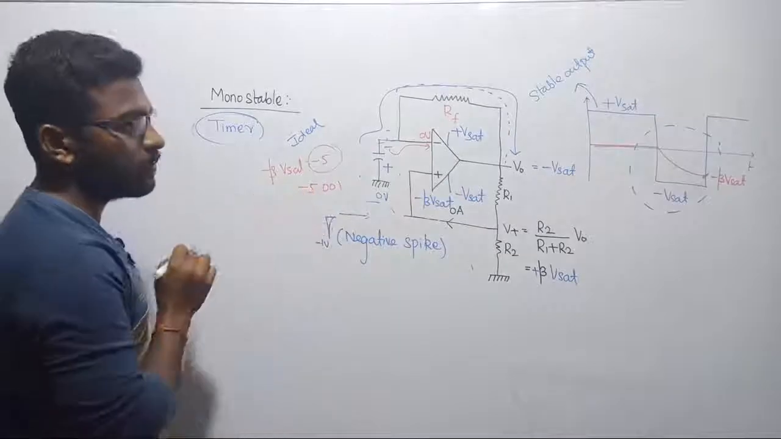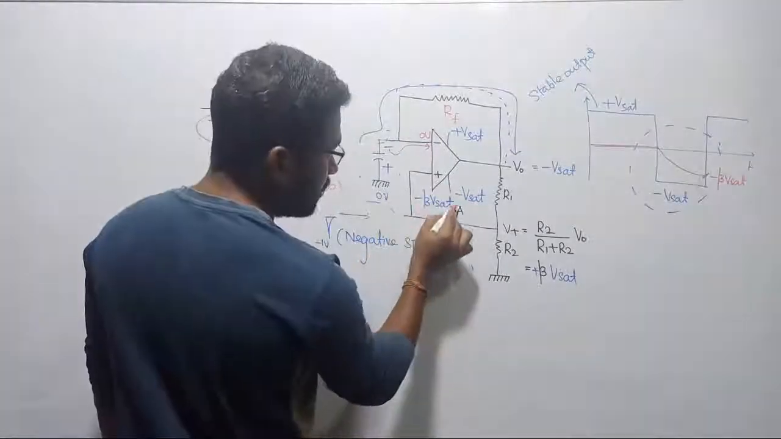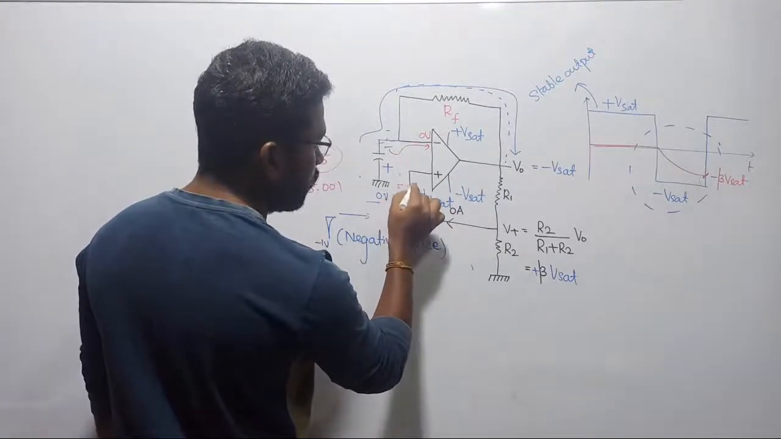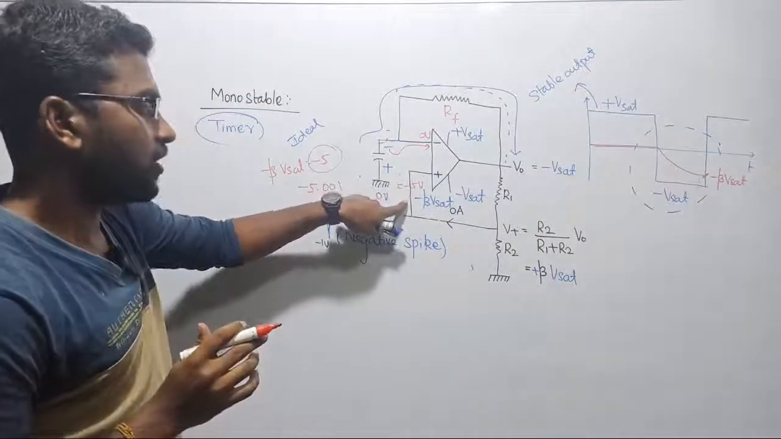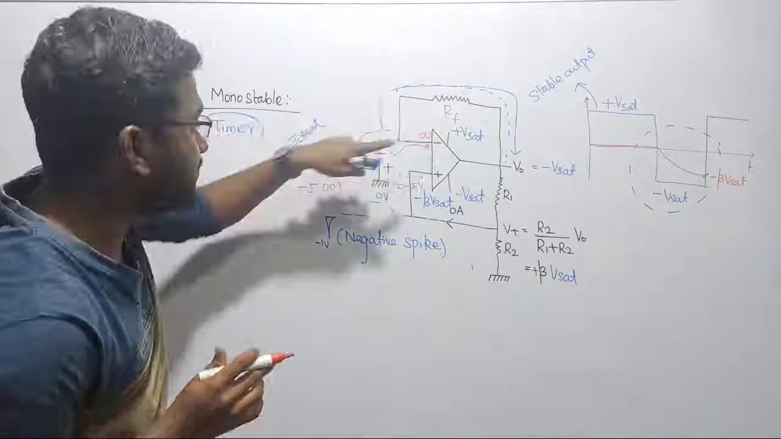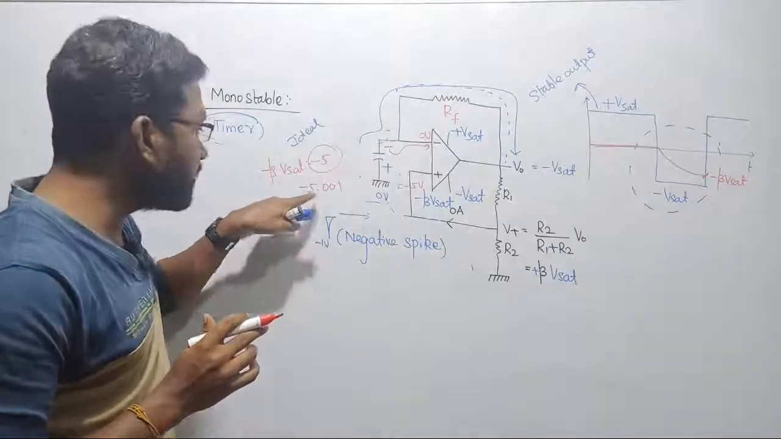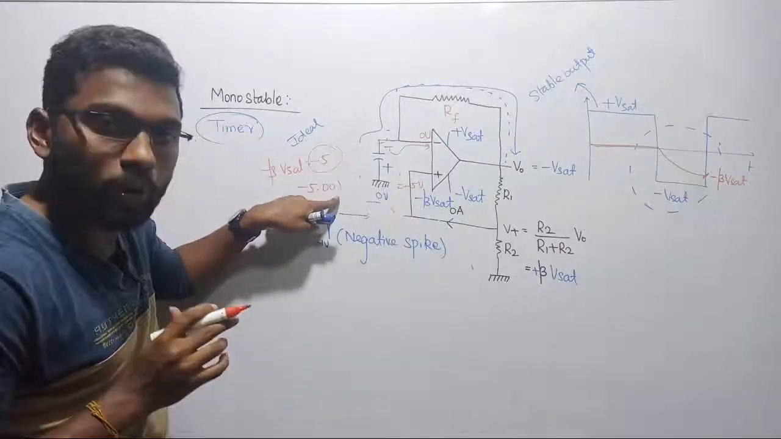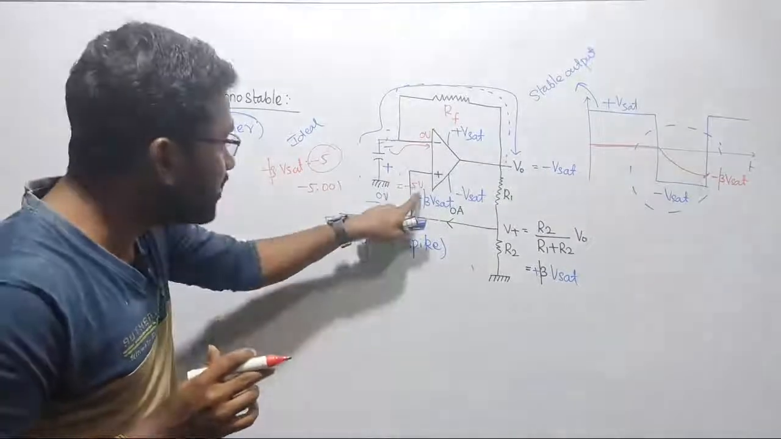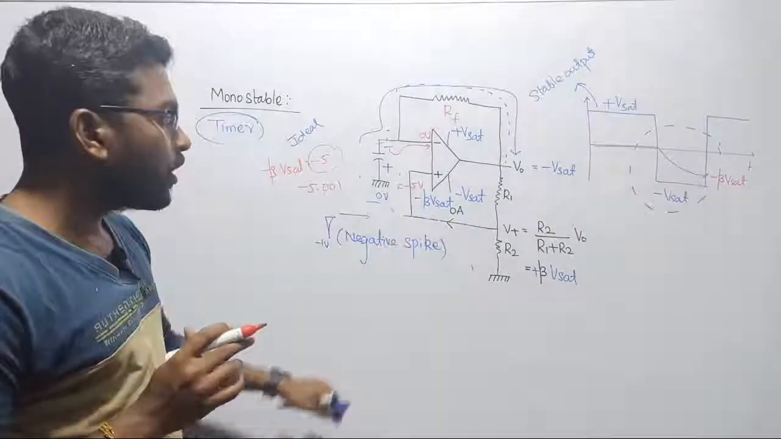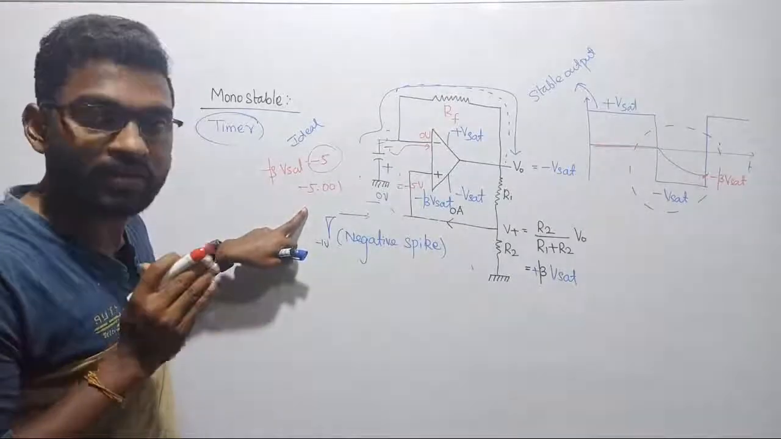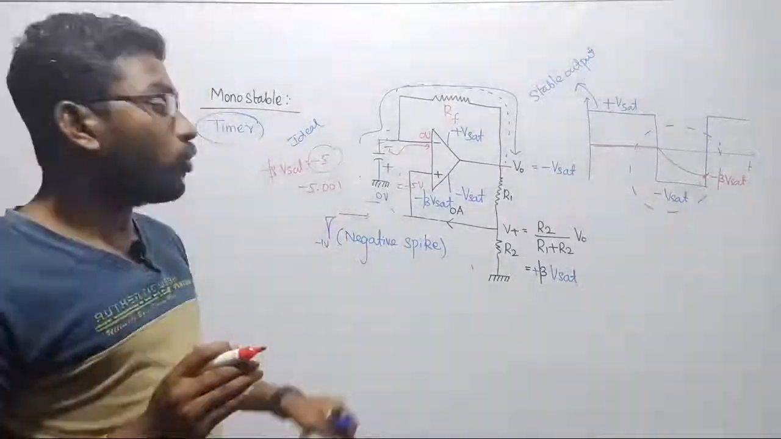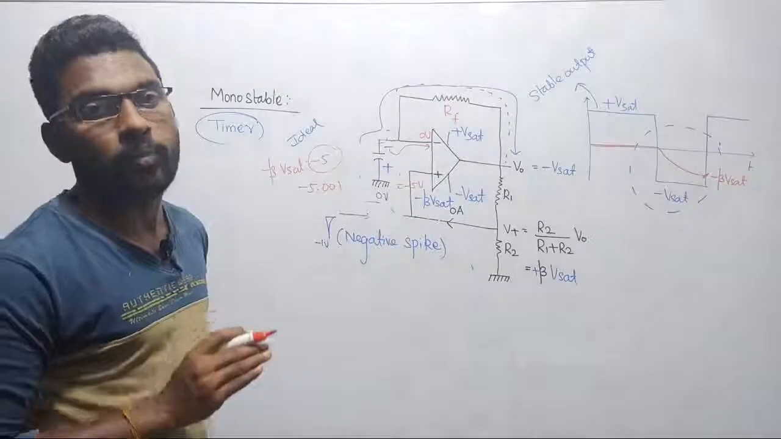When you cross this voltage, see, this minus beta Vsat is equal to minus 5 volts according to our assumption, just an assumption. Here we have minus 5 volts. When the inverting terminal crosses this minus 5, it becomes minus 5.001. But please tell me which value is greater here. Minus 5 is greater than minus 5.001. We always know in negatives, minus 5 is greater than minus 5.001.